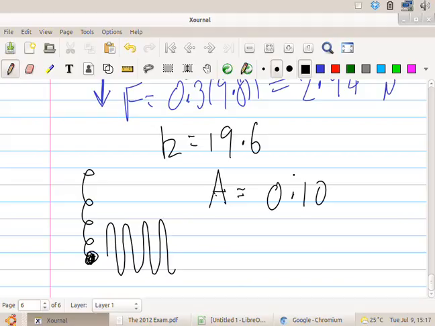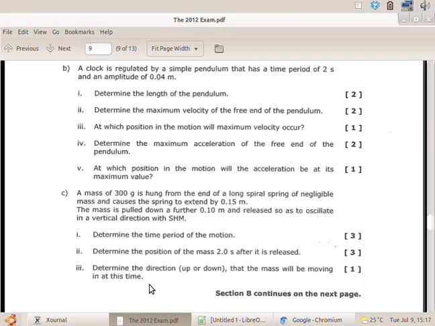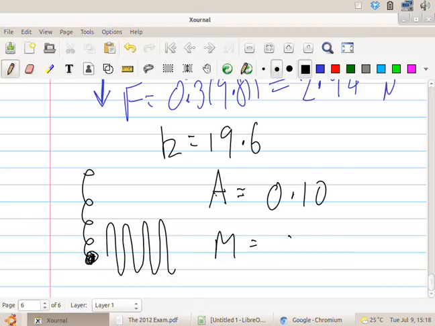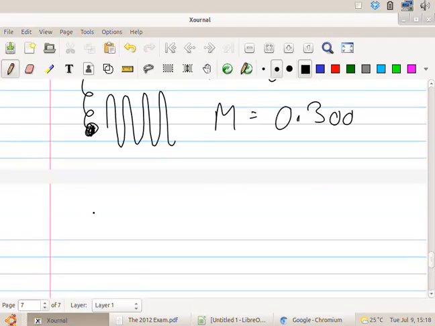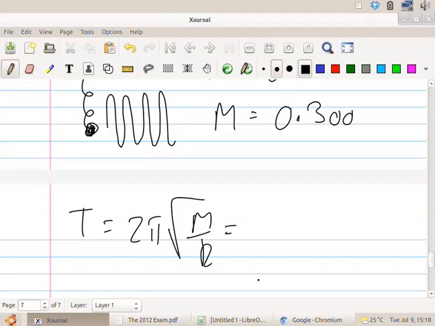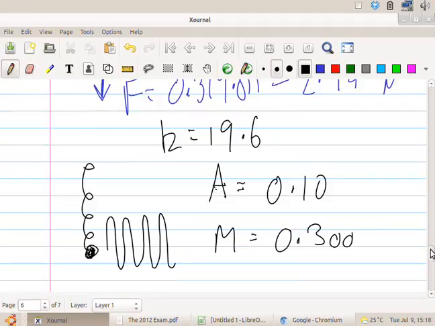Does he give us the mass too? What's the mass? T equals 300, oh yeah, of course, 300 grams. So that's great. You also have the mass now. The mass is 0.300. So if you look at the bottom of page 3, you can use this formula: T equals 2 pi root m over k. And what does he want? The T. So 2 pi root 0.300 over 19.6.